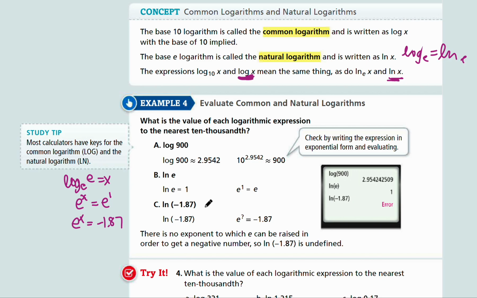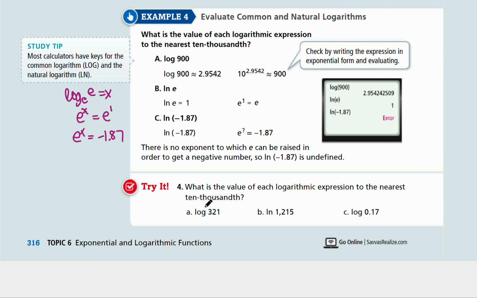So let's look at try number 4. What's the value of each log expression to the nearest ten-thousandth? So plug it into the calculator and let's see. Log 321 is equal to 2.5065050032, and that's about 2.5065. We're going to round to the nearest ten-thousandth.